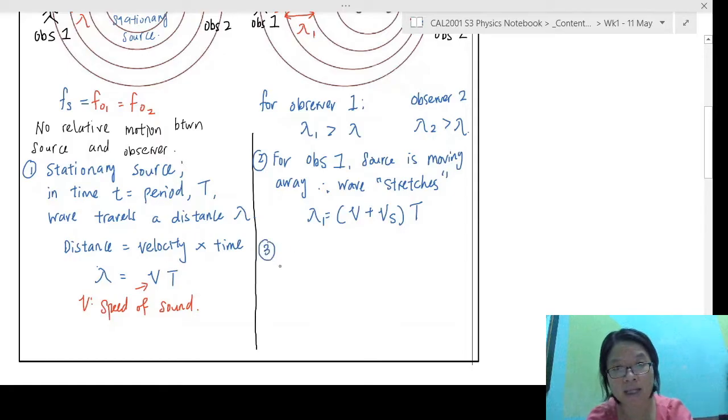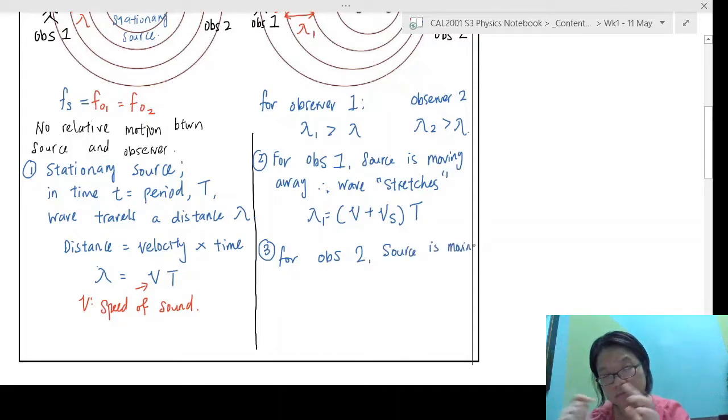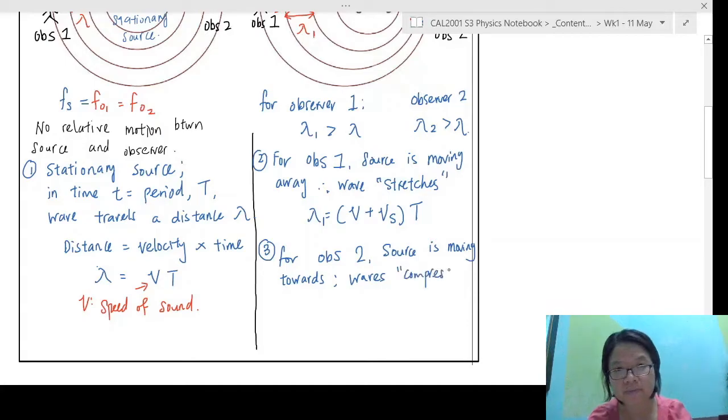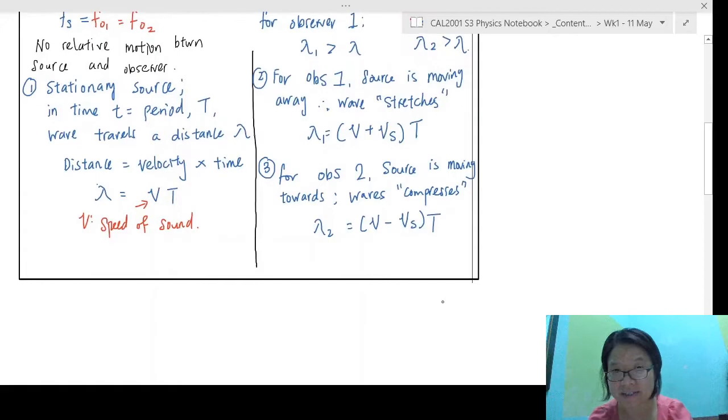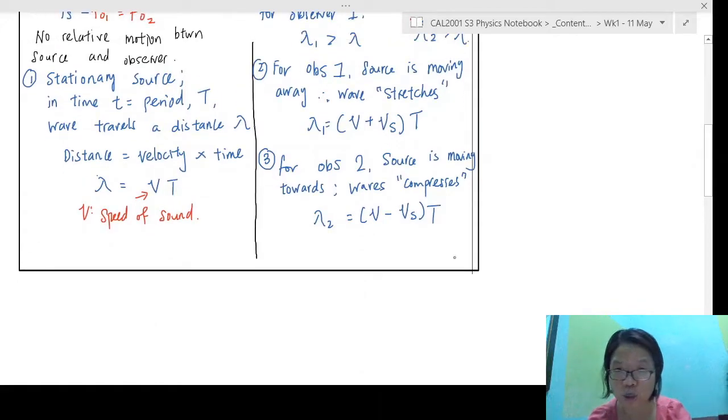Then let's consider observer 2. For observer 2, the source is moving towards this side. Now, when the source is moving towards, the wave is being compressed, being squished. I say that in inverted commas because these are not terms that you can use in your explanation. So we are going to use minus Vs instead because the length is shorter. So minus Vs, compared to the original length.